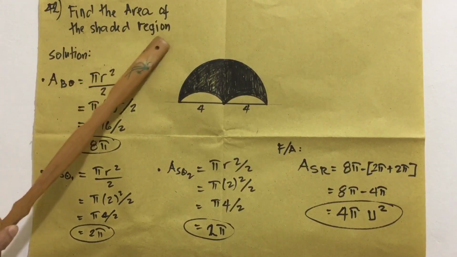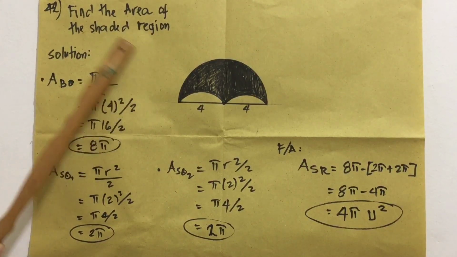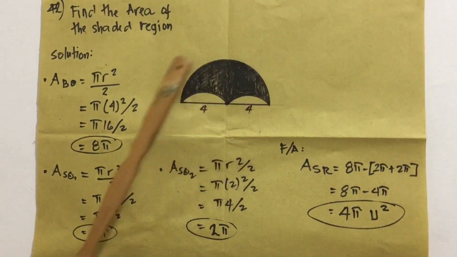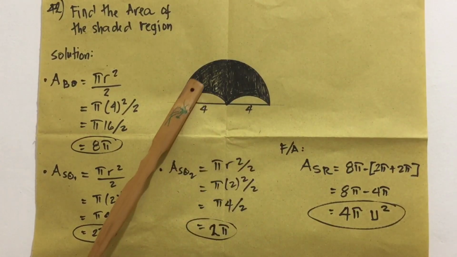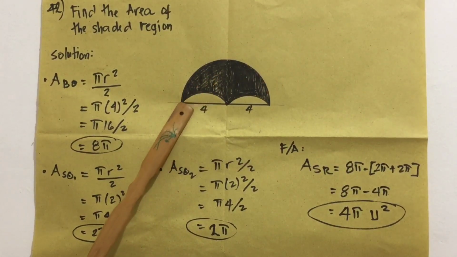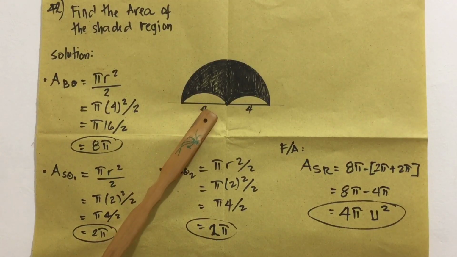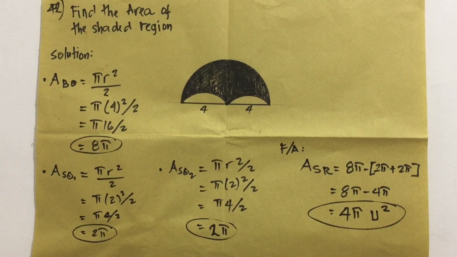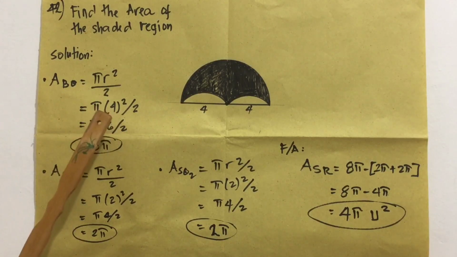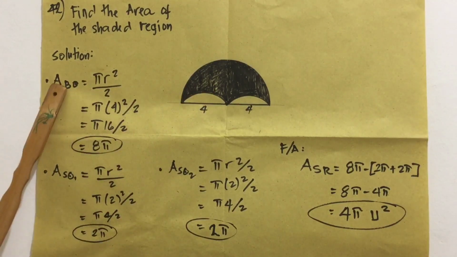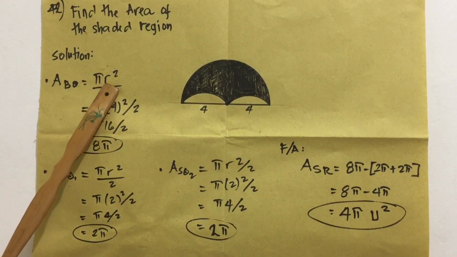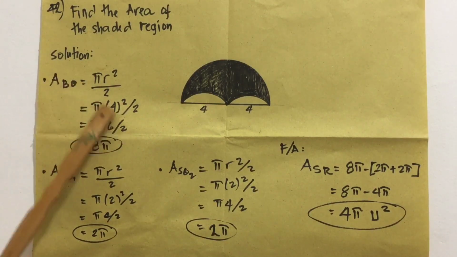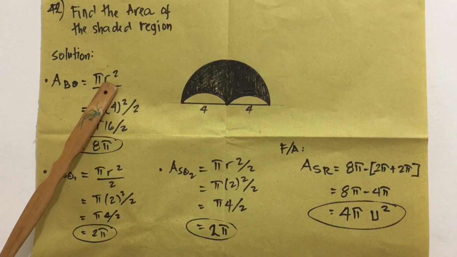Find the area of the shaded region. To answer this question, we are going to study or analyze the given figure. We have a semicircle and the shaded region here, and we have two small semicircles. So our first step is to find the area of the big semicircle, which is equal to pi r squared divided by 2. This is the formula. Then we have pi and the value of the radius.